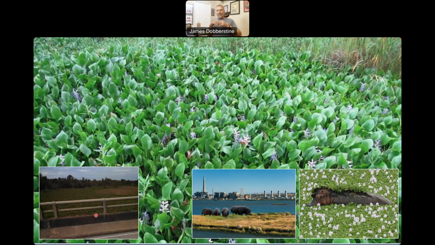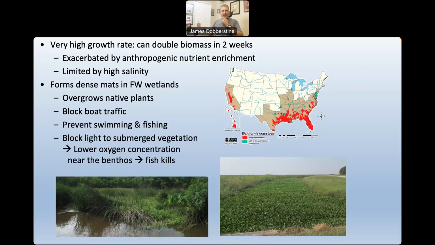But the interesting thing is in other areas, you can see these are hippos. So I showed you in the previous slide, let me go back to that for a second. You can see that there are some populations of hyacinth over here in California.